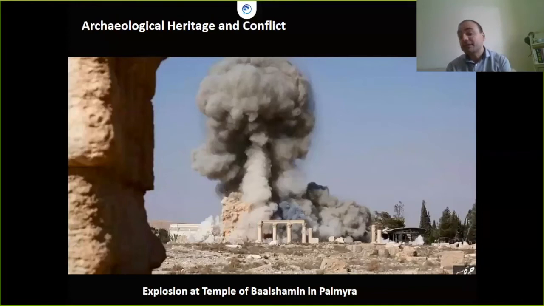So this is a very sad picture of the explosion of the temple of Bel in particular, in Palmyra. Palmyra is mostly known as a Roman city, but this temple goes back to the Canaanite Bronze Age, and the original archaeological evidence of this temple goes back to Canaanite time, Bronze Age, 2000 BC, but it continued to be used and was adapted to be reused in Roman time.